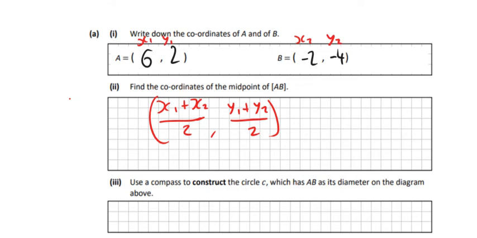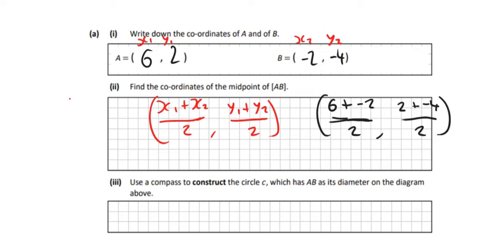So you just put in what x1 is. So that's 6 plus x2 which is -2, over 2, comma y1 is 2 plus y2 is -4, all over 2. And then we should get 2 there and -1, so 2, -1, that's your answer.